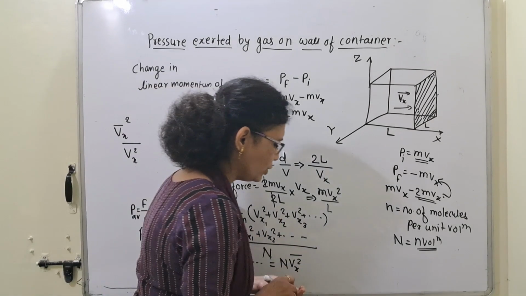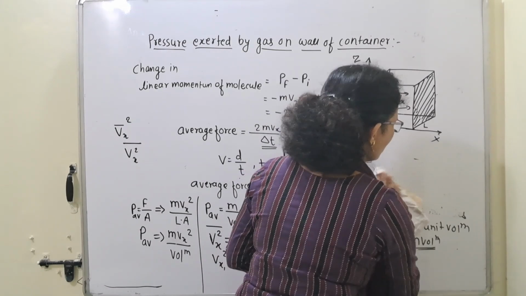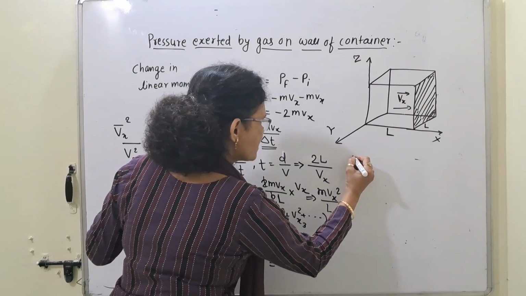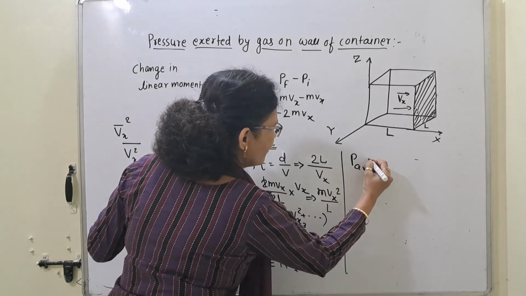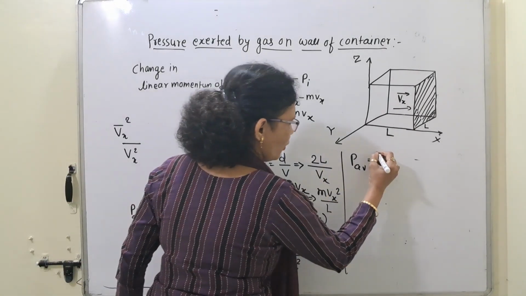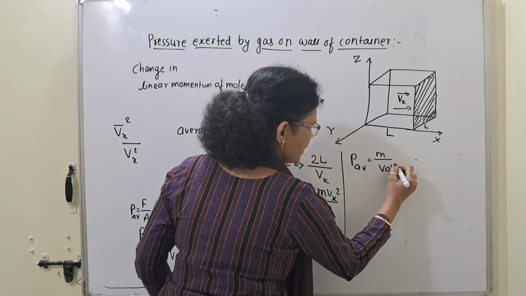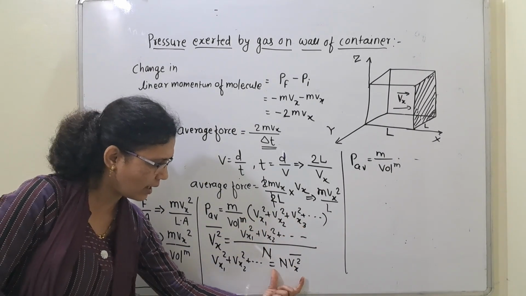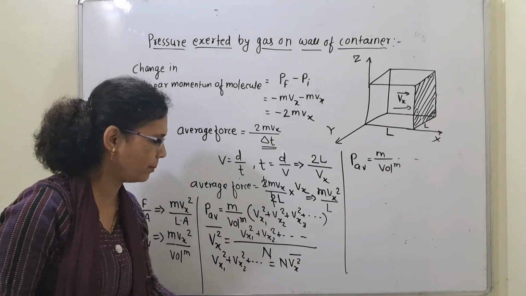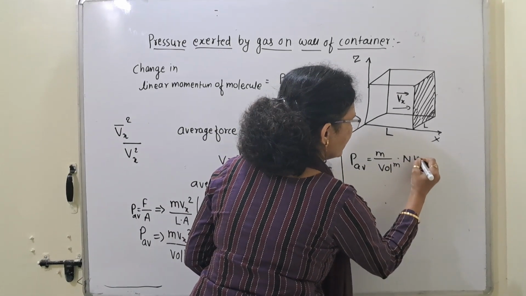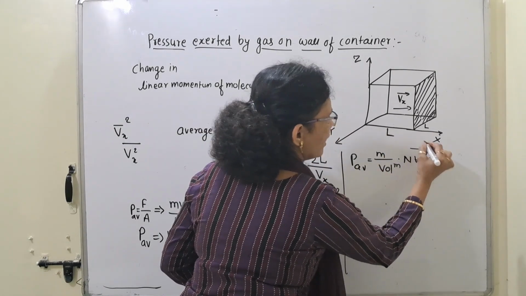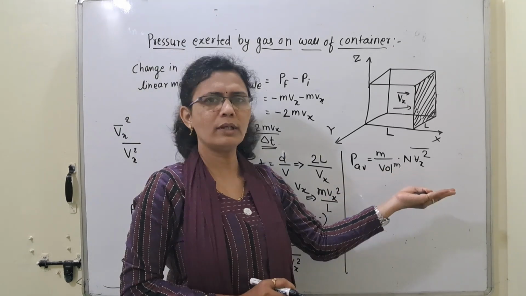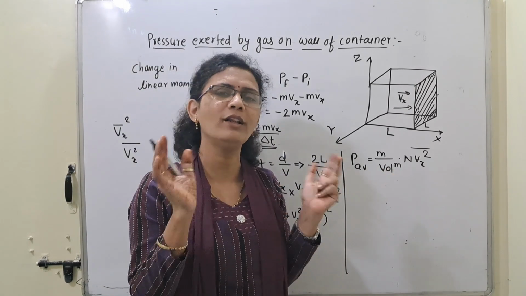So I can put that value in this equation. This equation becomes: average pressure is equal to mass upon volume as it is, and in the bracket, at this term I will write nVx square bar, that is the average of square velocity. Now this is only for the x-axis, but we have to consider all the axes.